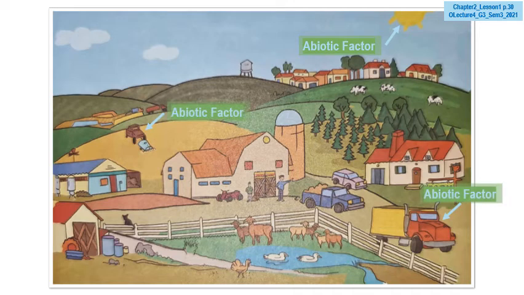Cars are considered as abiotic factors found in this ecosystem. Water is also another abiotic factor or a non-living thing in this ecosystem. The air is also called an abiotic factor or a non-living thing in this file.